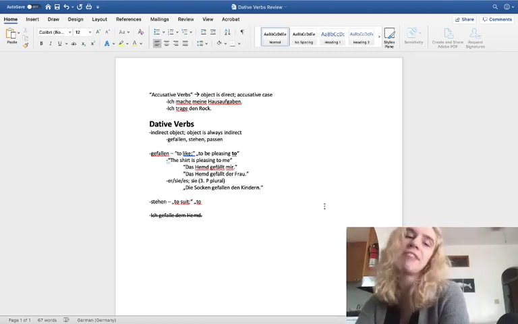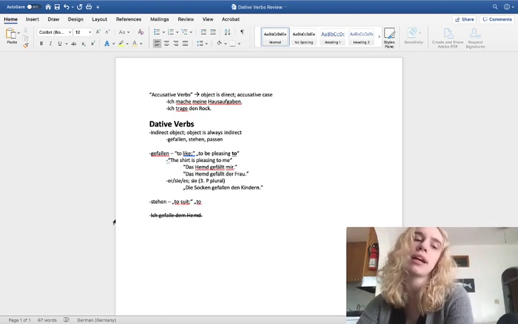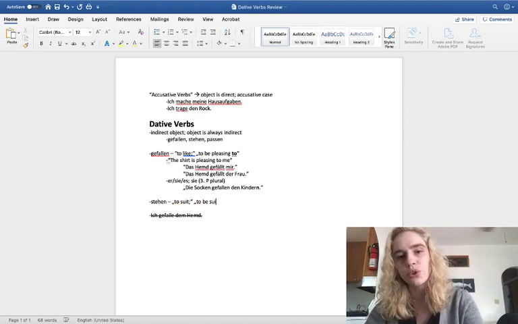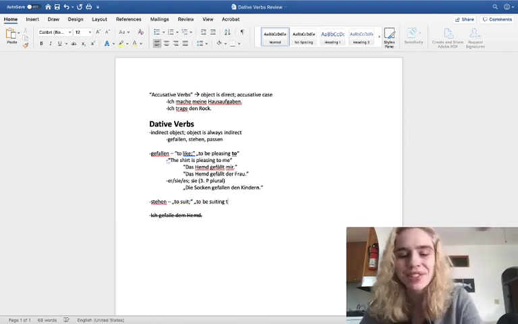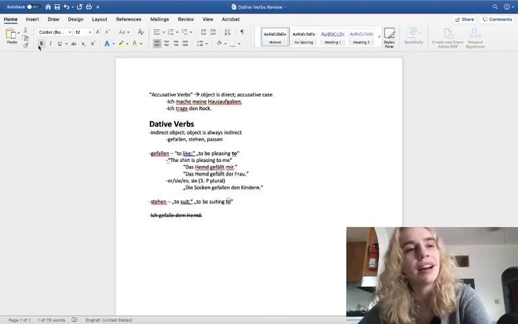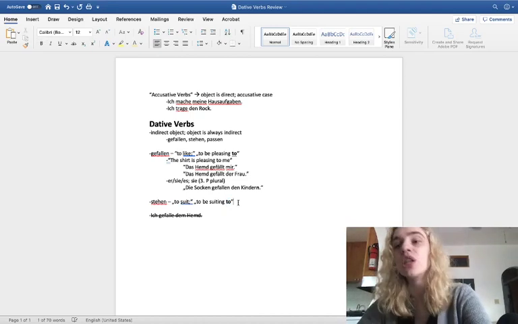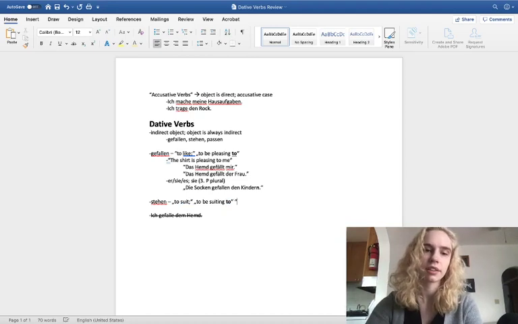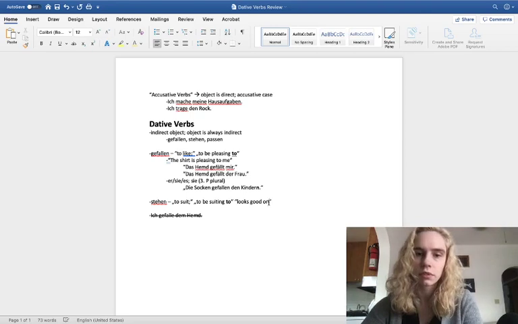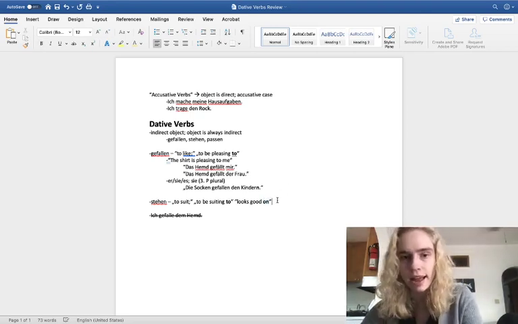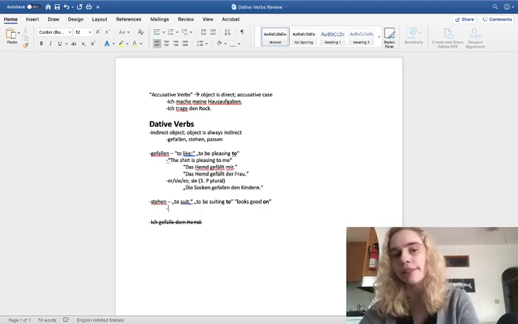I think, as with gefallen, if I think of it as to be pleasing to, I can think of stehen as to be suiting. Is that even a word? I don't know. To be not attractive, but like something looks good on you. You can think about that preposition on. We saw this in the chapter about clothes, and that is the context you will almost always see this in.